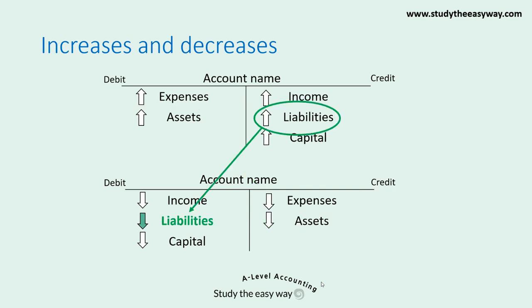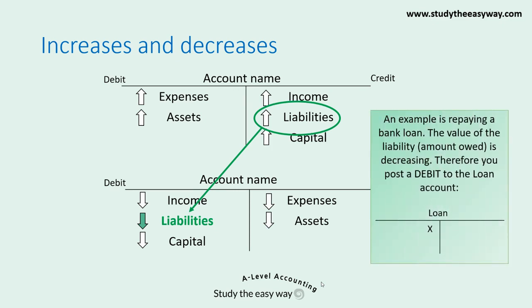Let's have a look at liabilities. Increasing the value of a liability is shown on the credit side of an account, but decreasing a liability is posted as a debit. For example, repaying a bank loan. The value of the amount owed, which is the liability, is decreasing. Therefore, to record the repayment of the loan, you would post a debit to the loan account, decreasing the loan liability.